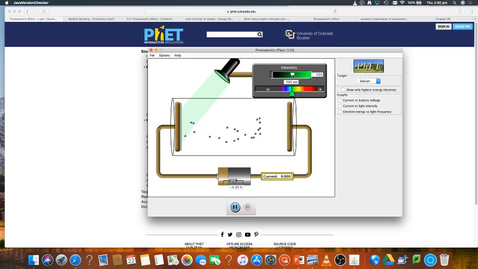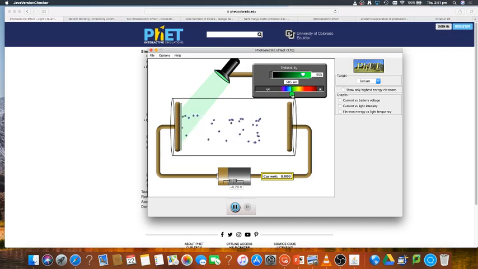Let's just see if intensity has any effect on that. Can we get those electrons to travel past by increasing the brightness? No, they're still all stopping. Also notice that some are stopping earlier than others as well.